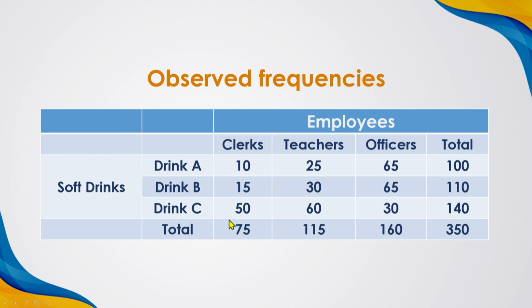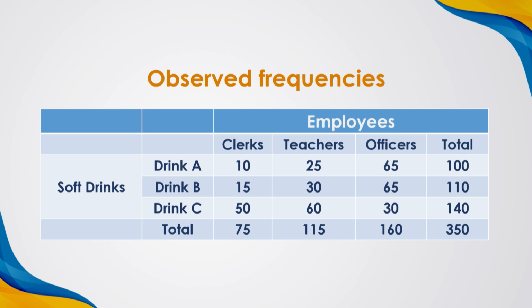Now you can see the column total here, how many clerks are liking the particular drink, soft drinks, that is 75. You can specify how many are liking soft drinks or not, that you can see over here in 75. Similarly 115 teachers are liking, 160 officers are liking to have soft drinks. You can mean that the others may have an option of taking coffee or tea, that is, they may go for the other drinks. You can see this with this data.